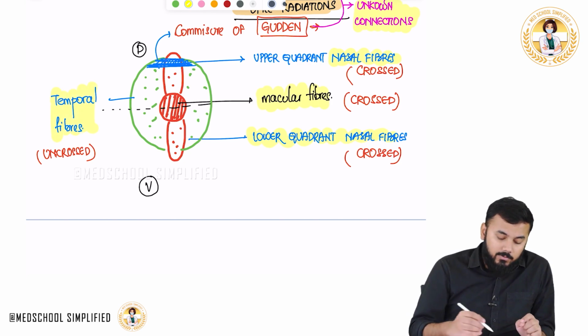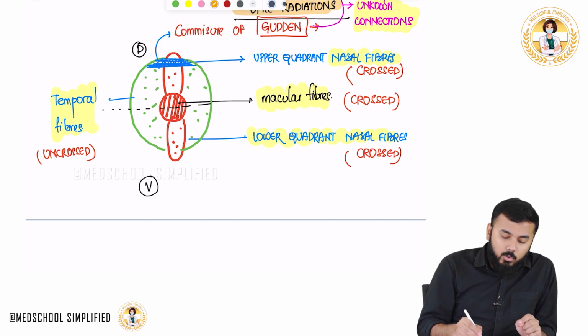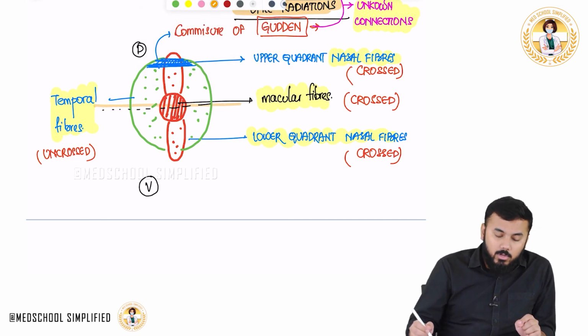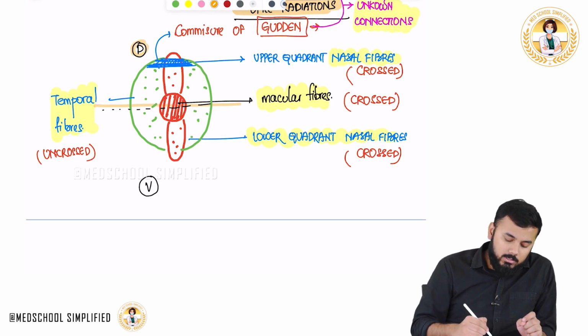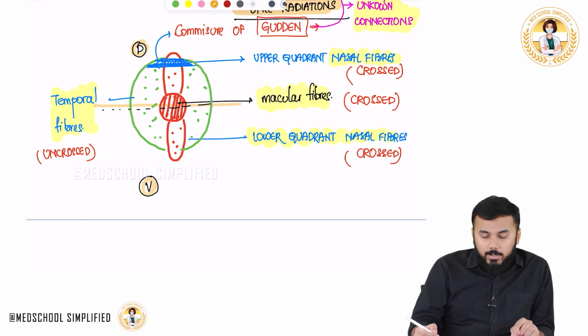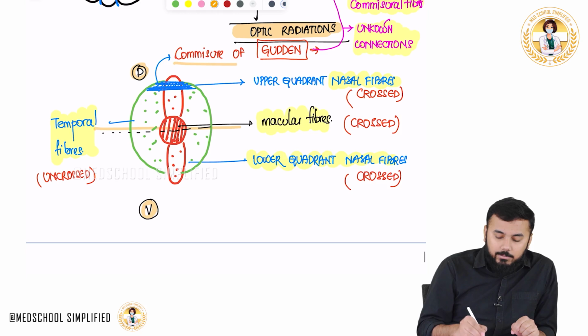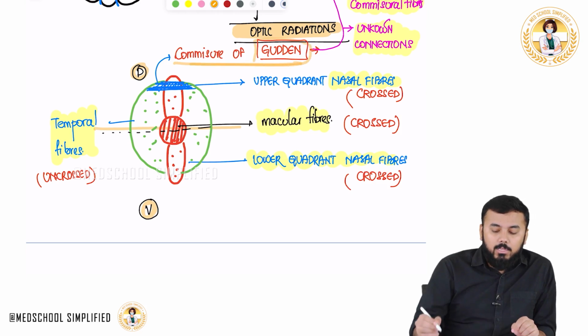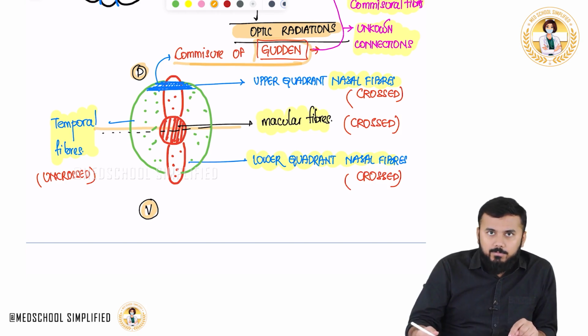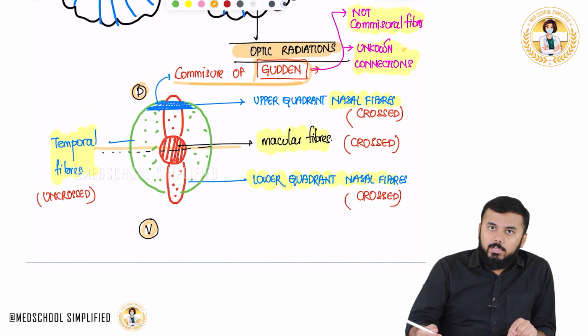Next important thing, if I divide this entire thing into two halves, the upper part is called the dorsal part and the lower part is called the ventral part. The dorsal part has the commissure called the commissure of Gudden. So don't think that because the name is commissure, these are commissural fibers; they are not, okay? And they have unknown connections.